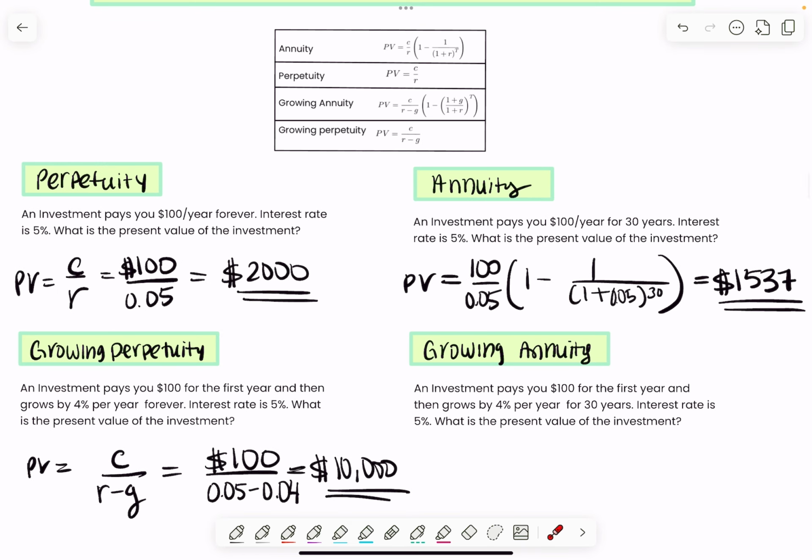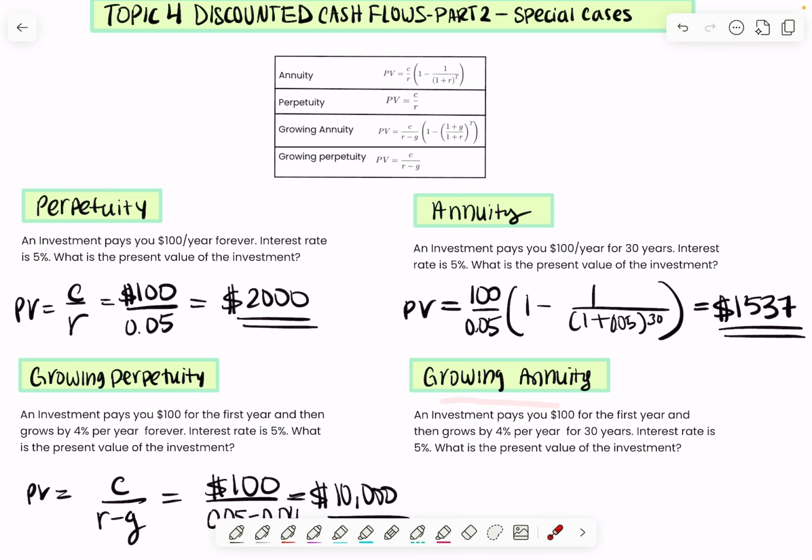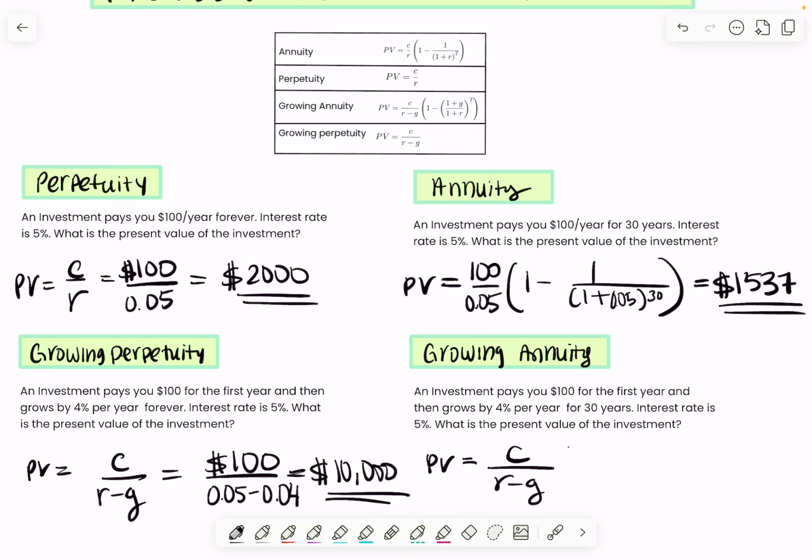So this means that an investment that pays you $100 the first year, and then every year after that forever, it just grows by 4%, is actually worth $10,000 to you today in the present. The present value of that investment is $10,000. And then here we have a growing annuity. So this is the formula. So the present value of this investment is cash flows over rate minus the growth rate, times 1 minus 1 plus the growth rate over 1 plus the regular rate, all to the T.